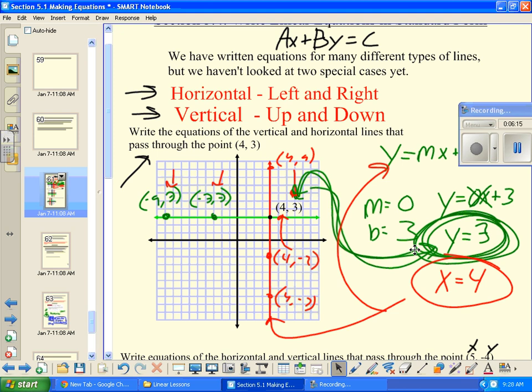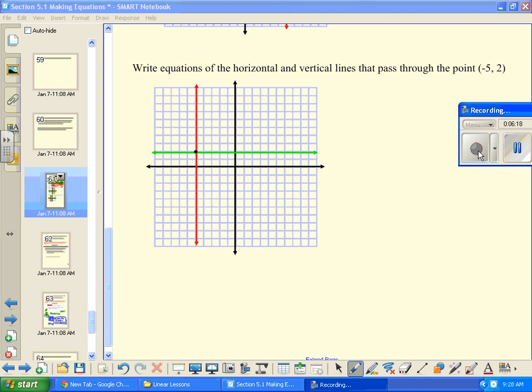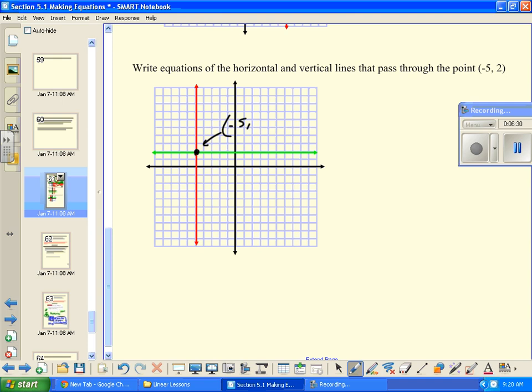So, going through maybe just one more example of one of these problems, because again, you'll see a few of these in the homework. They say write the equations of the horizontal and vertical lines that pass through the point negative 5, 2. So here's that point, negative 5, 2. Well, again, we will look at the horizontal line first. If I was making that one, I could say it has a slope of 0. But like I was talking about with that previous problem, I think the easier way to think about it is just look at all the points that are along this horizontal line, this green line.